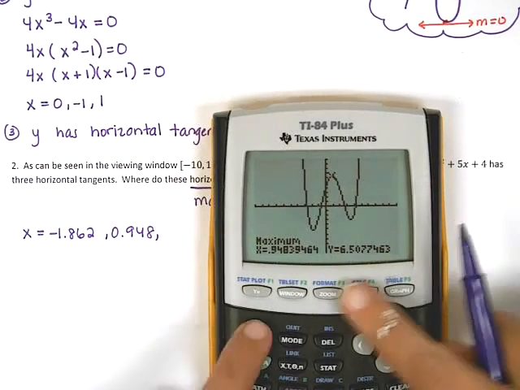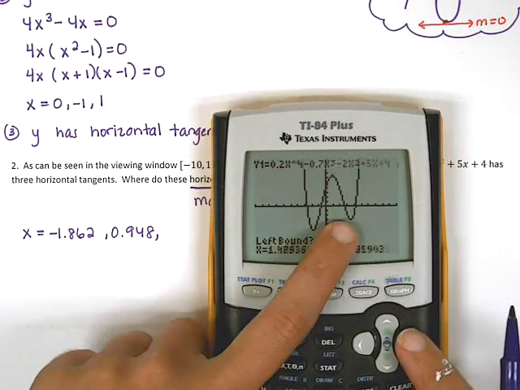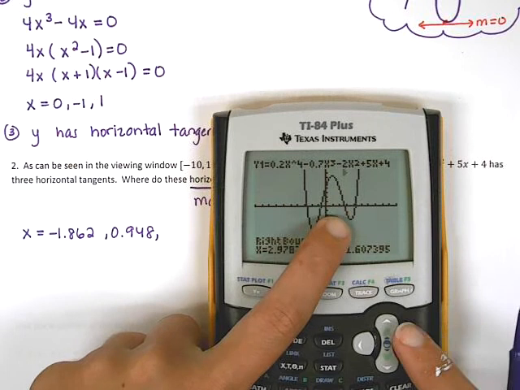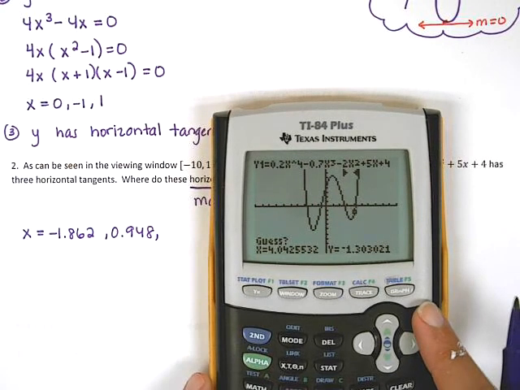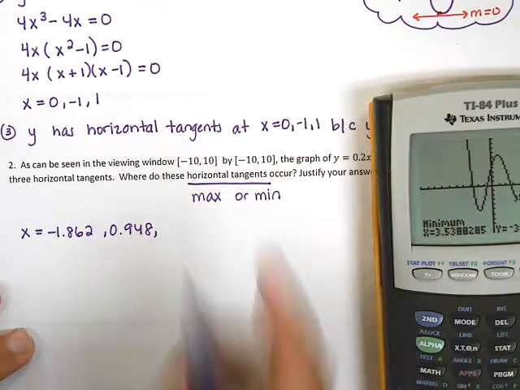Last but not least, I would go to second calculate. The last one is a minimum. I'm going to move over till I'm slightly to the left of that minimum and hit enter. Slightly to the right of the minimum, hit enter. Enter one more time for a guess. I would get 3.53.